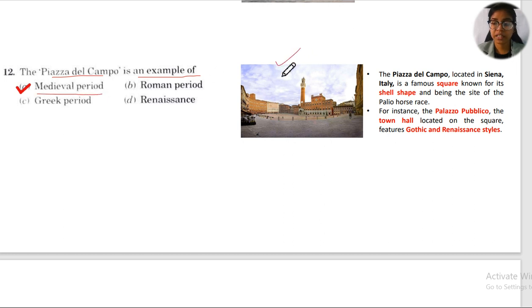So this is your Piazza del Campo. An important point is that it is located in Siena, Italy. It is a famous square known for its shell shape, and it was a site of horse racing. Basically at that time it was being used for horse racing. For instance, the Palazzo Pubblico, the town hall located on the square, features Gothic style. This area, the Piazza del Campo, resembles the architectural features of the Gothic and Renaissance styles.